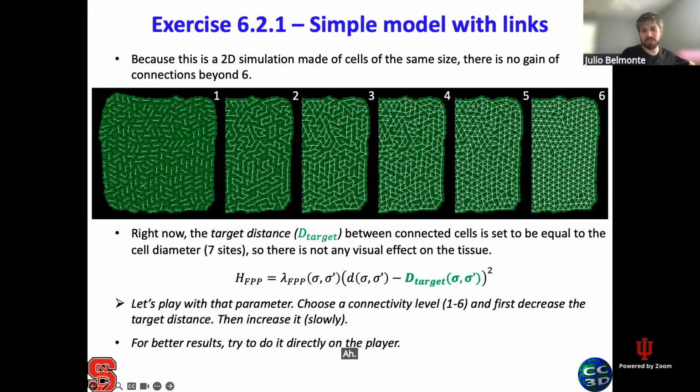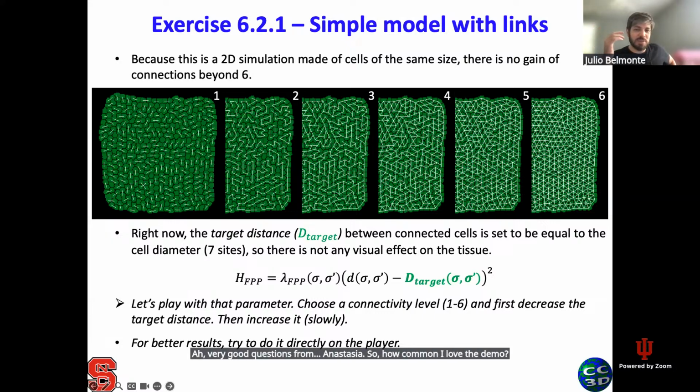Very good question from Anastasia. So how come when I load the demo, the player shows the same colors as the developer's and not my default play colors? Is that specified somewhere in the code? Not in the code, but it's specified somewhere.